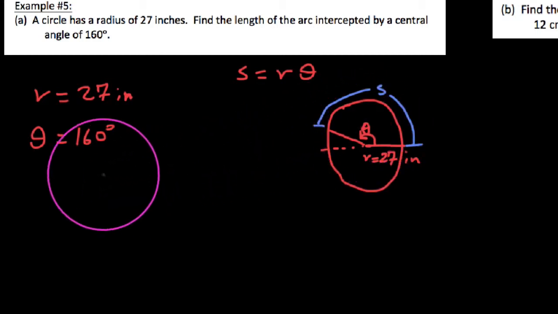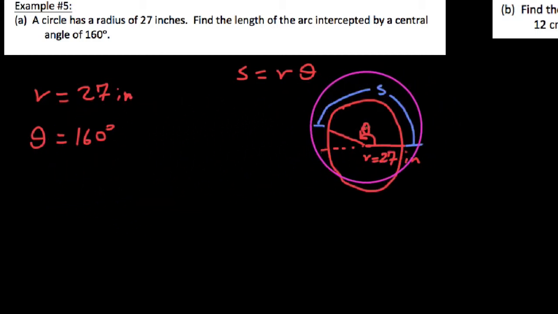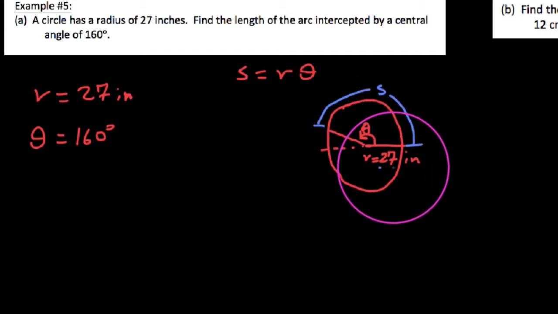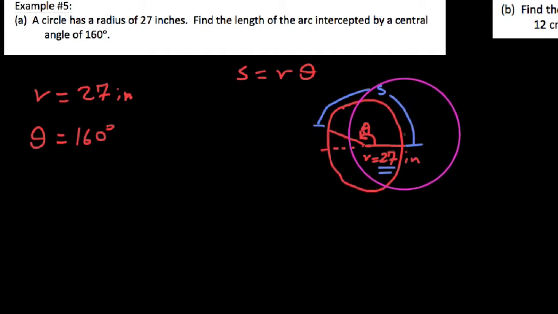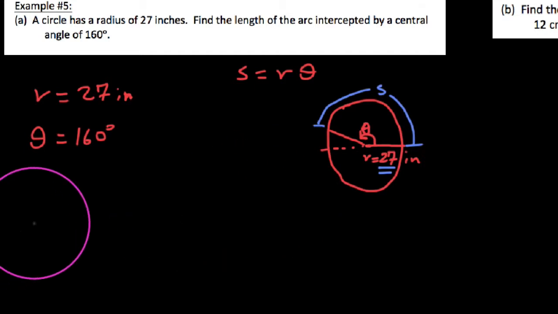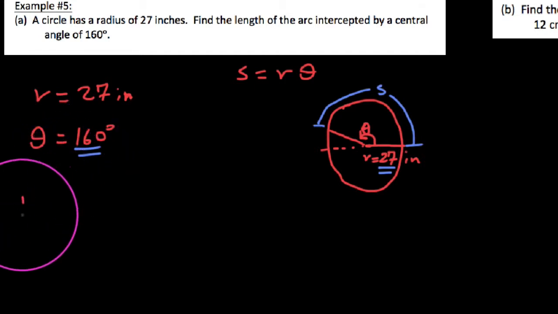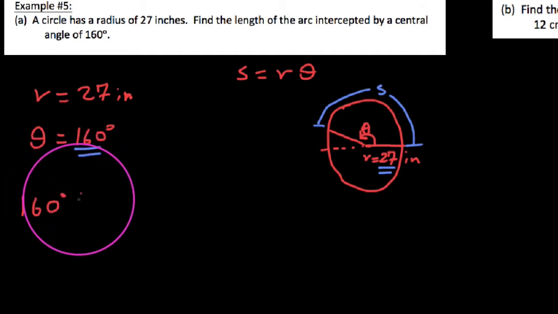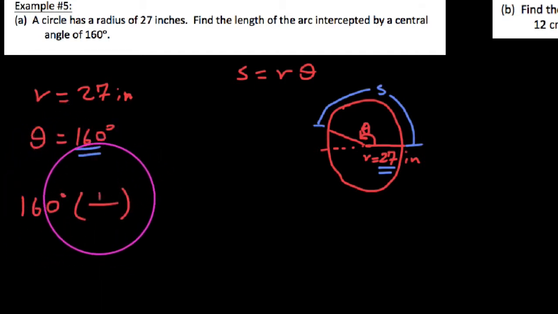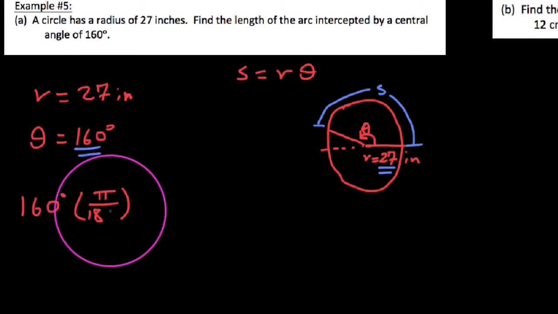So just know this: the reason why we need to convert this into radians is because if it's in radians, then it would literally tell you how many of these 27 length things would fit into this arc length in the first place. So our first step, if we're given something in degrees and we want to go find the arc length, is to convert this measurement into radians. So I'm going to take this by our conversion factor. We're going to multiply by pi over 180 degrees.